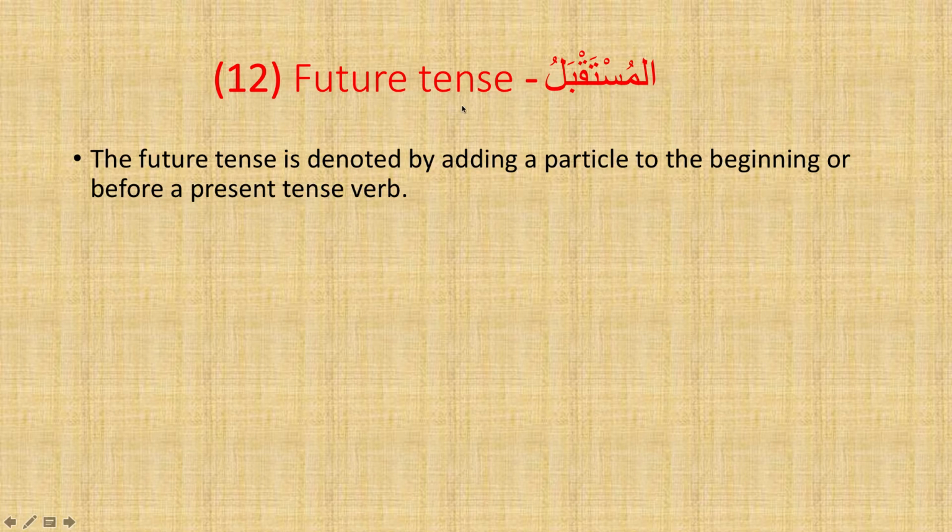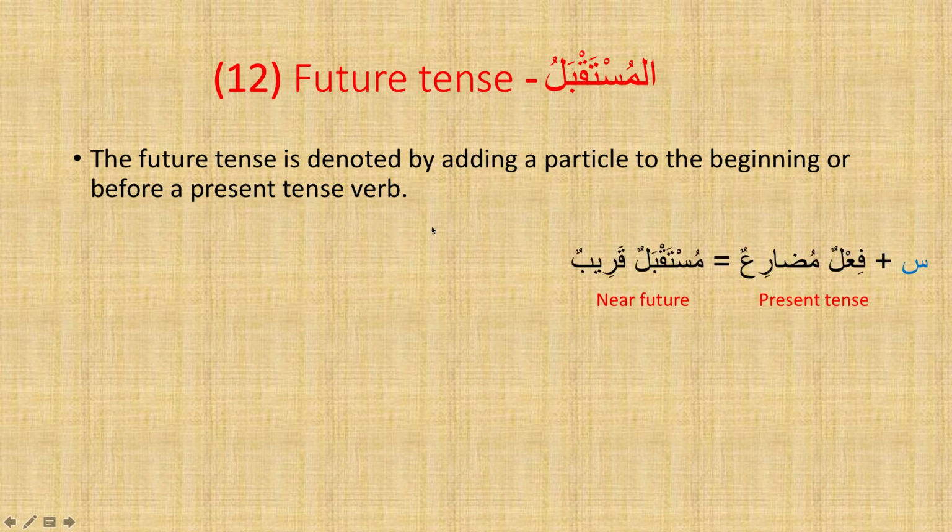So moving on to the future tense, al-mustaqbal. The future tense is denoted by adding a particle before a present tense verb. So for the near future, al-mustaqbal qarib, we would use the letter sin and we would attach that to the fi'l mudari'. For example, سأسافر إلى بريطانيا. I will travel to Britain. So this is referring to the near future. By attaching the sin to the fi'l mudari' أسافر, it translates to I will travel to Britain in the near future. سأسافر إلى بريطانيا.